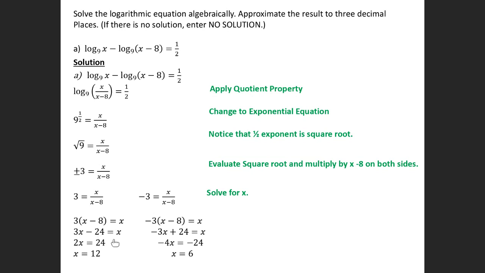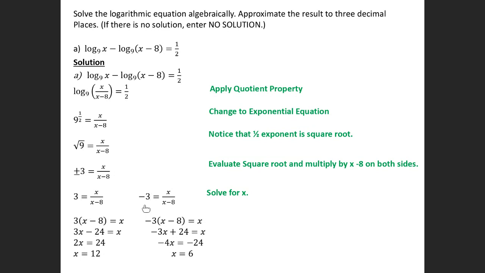Let's move the x to the left and our number to the right. So subtract x on both sides, we have 2x. Add 24 on both sides, we have equals 24. Divide by 2, so x is equal to 12. So when we had a positive 3, our x is equal to 12.